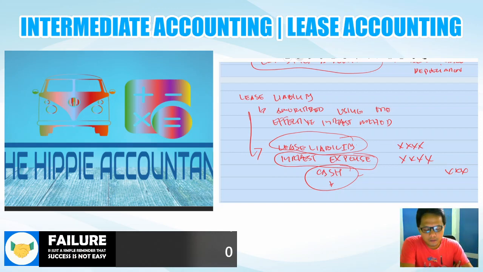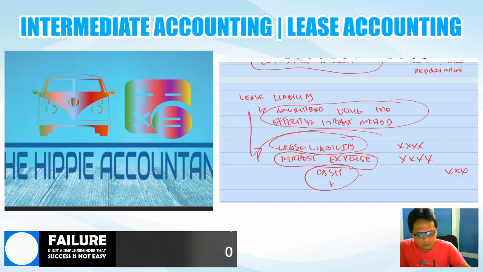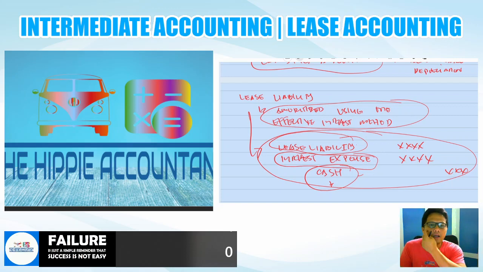Now, later on, we will have exercises to show how we will do it, no? So, just remember this concept. We will use the effective interest method and we will have this entry. So, that is for the lessee.